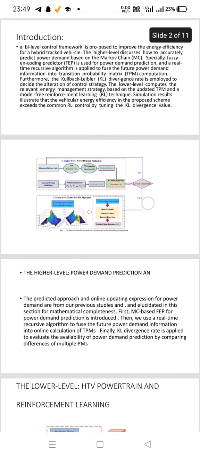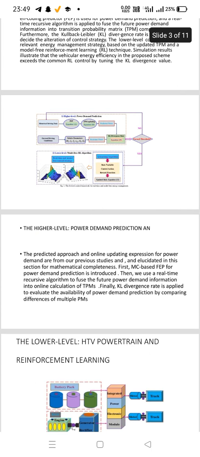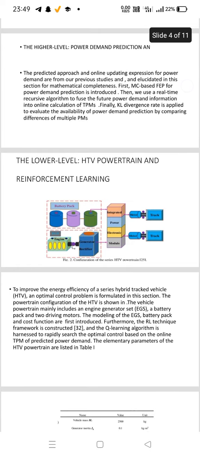The predicted approach and online updating expression for the power demand are from previous studies and executed in this section for mathematical completeness. First, MC based FEP for power demand prediction is introduced. Then we use a real-time recursive algorithm to fuse the power demand information into online calculation of TPMs. Finally, KL divergence rate is applied to evaluate the availability of power demand prediction by comparing differences of multiple PMs.